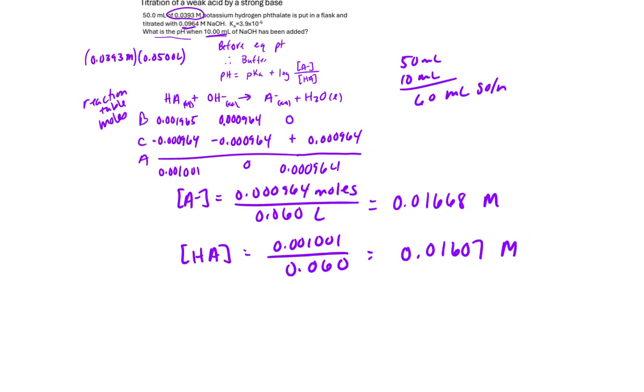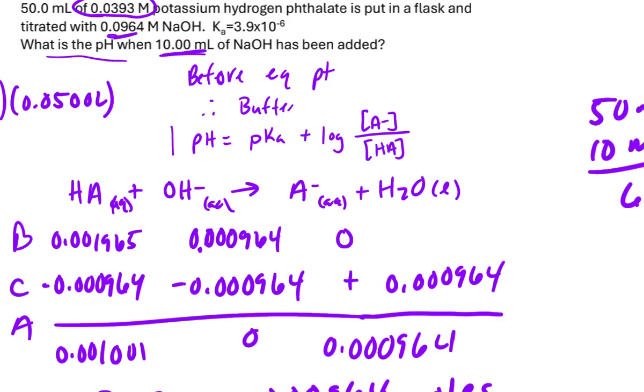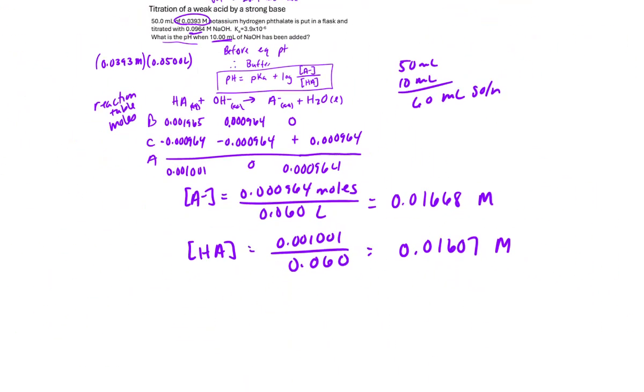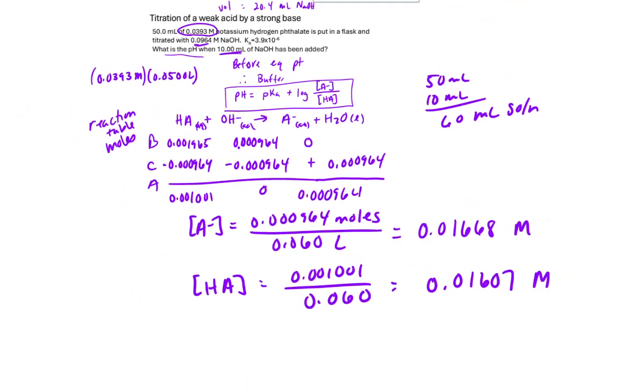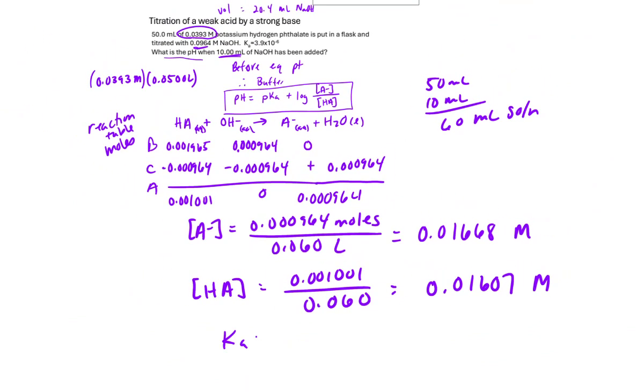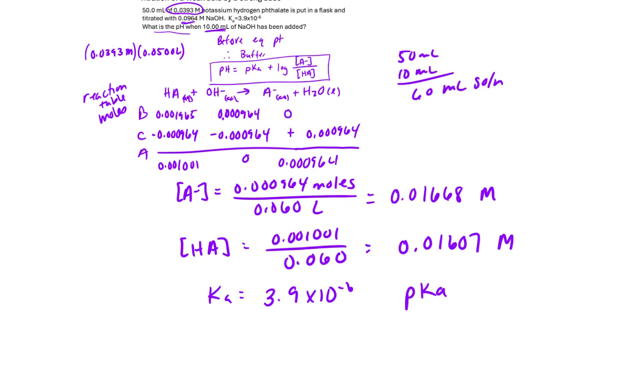We can then put this into our Henderson-Hasselbalch equation. pH equals pKa plus log of A minus over HA, but we need to know the pKa. We were given the Ka for KHP, for potassium hydrogen phthalate, or HA in this reaction. It's 3.9 times 10 to the minus 6. And so the pKa is equal to minus the log of that value, and it is 5.41.